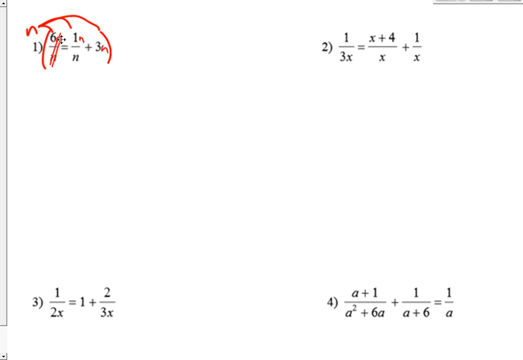So when I go to cancel, I will see the n's will cancel out here. I'm left with a 6 equals. When I look at my other fraction here, the n's will cancel, and then plus the 3 times the n. And now I have a very easy equation to solve. So subtract 1, I get 5 equals 3n. Divide by the 3, and I get 5/3 is equal to n.